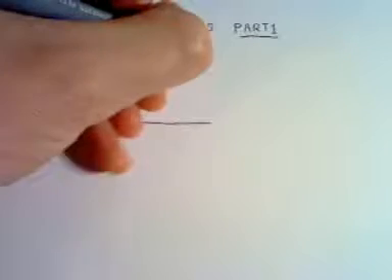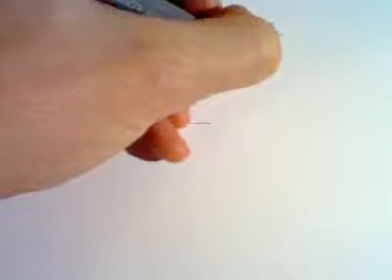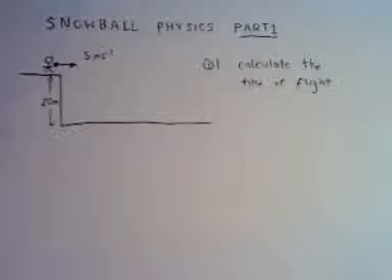So the first question, question 1: calculate the time of flight. Normally the time of flight is just an expression used for the amount of time something is moving through the air. It's the time from when it's launched, or from that initial moment when you're looking at its motion, to just before the object lands.